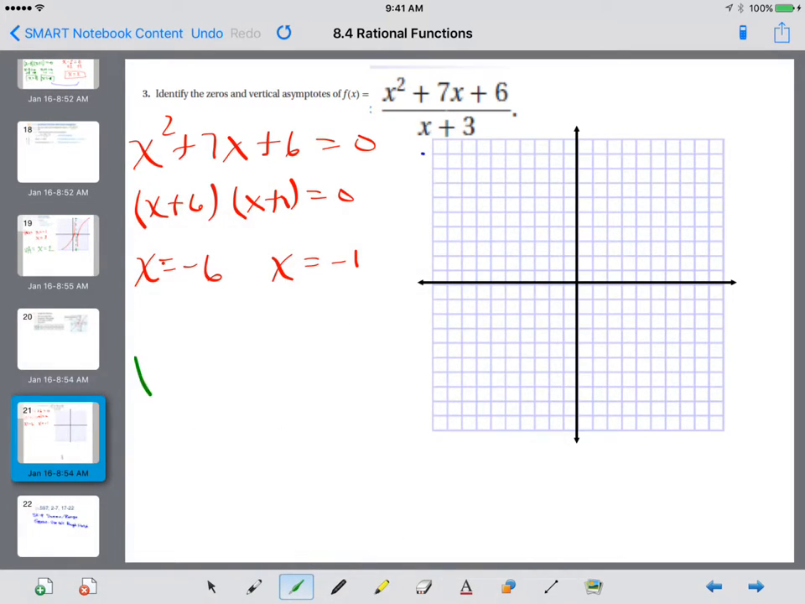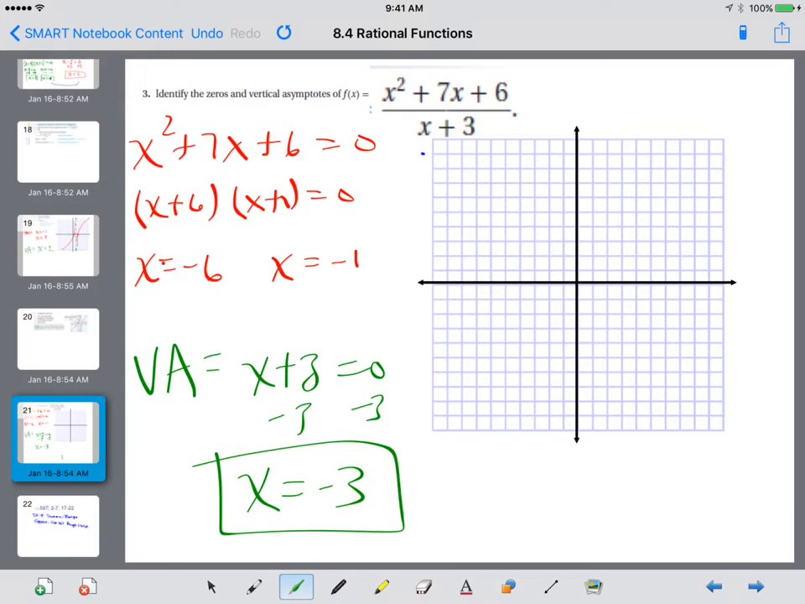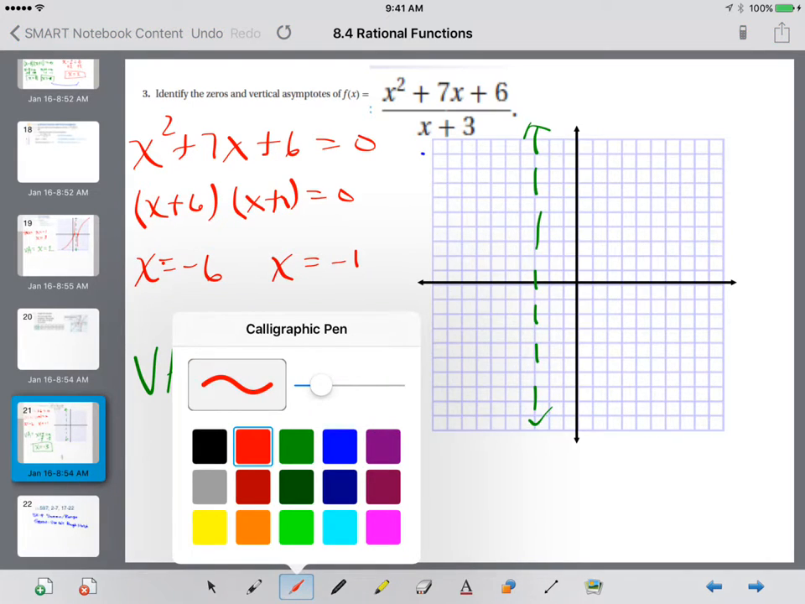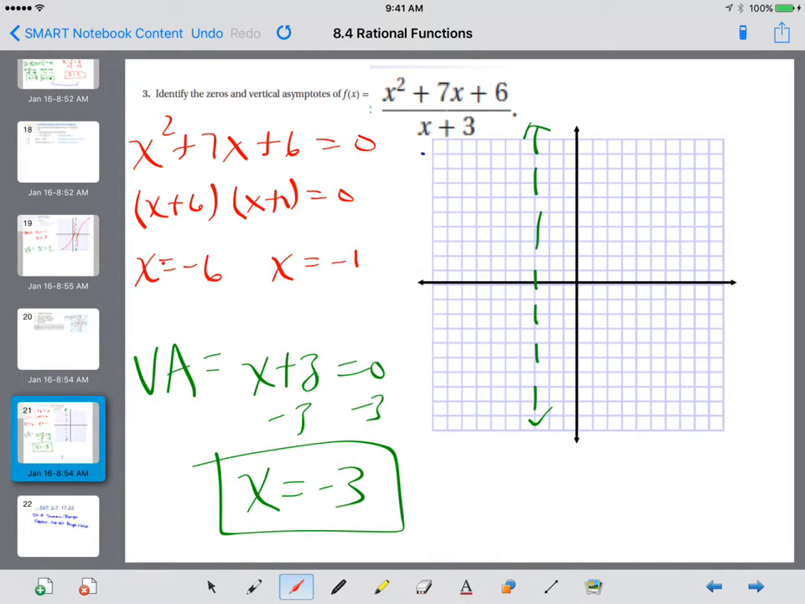The vertical asymptote is going to be x plus 3 equals 0. We're going to subtract 3 on both sides and we get x equals negative 3. This is the most important part of the graph, the vertical asymptote at x equals negative 3. I'm going to draw my vertical asymptote. That means the graph is never going to cross that line. The zeros are going to cross at negative 1 and negative 6.